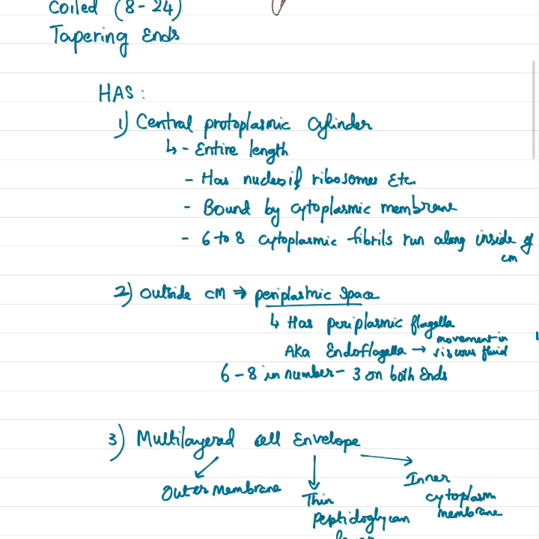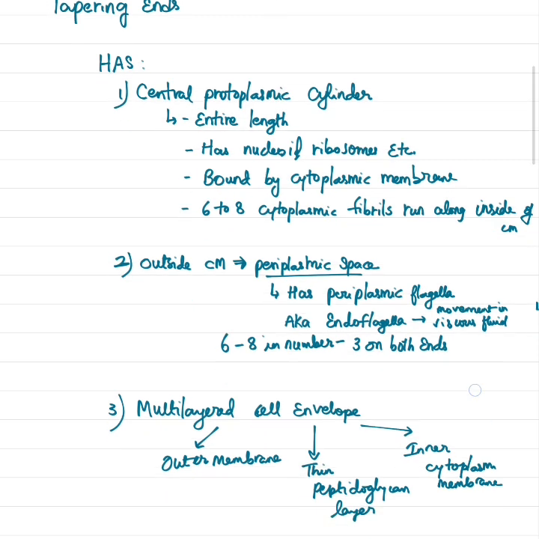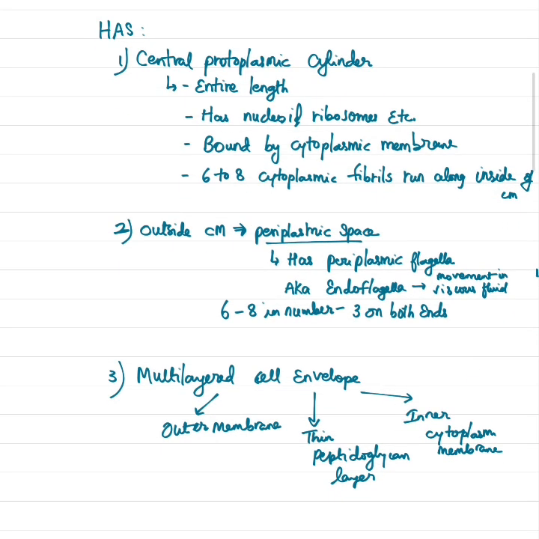Coming to the three basic important parts of its structure, these include the central protoplasmic cylinder, the second is the periplasmic flagellae or the endoflagellae, and the third is the multi-layered cell envelope. The central protoplasmic cylinder runs the entire length of the organism, and it has nucleoid and ribosomes and other important organelles, and it is bound by the cytoplasmic membrane.